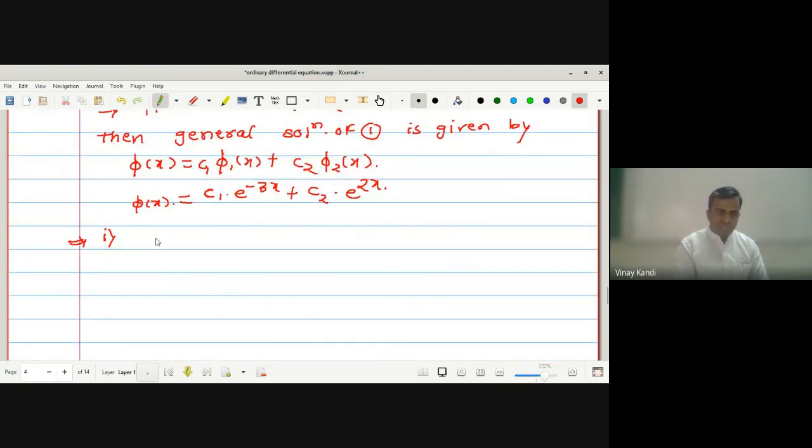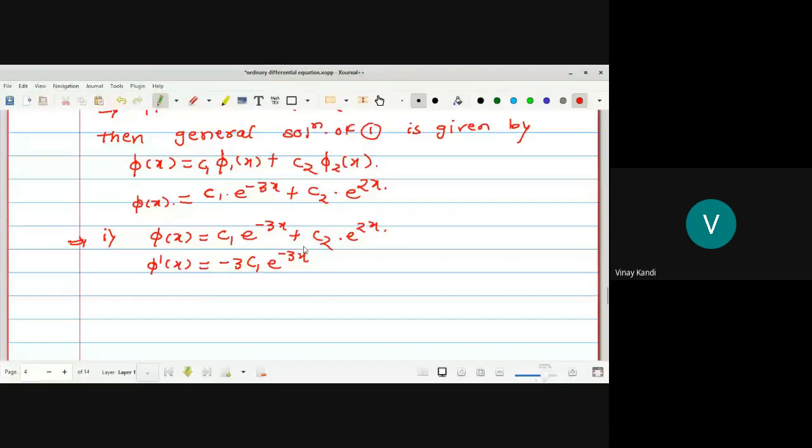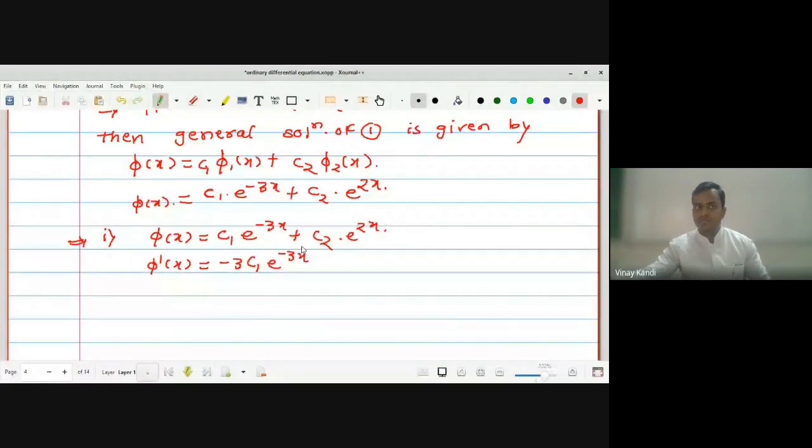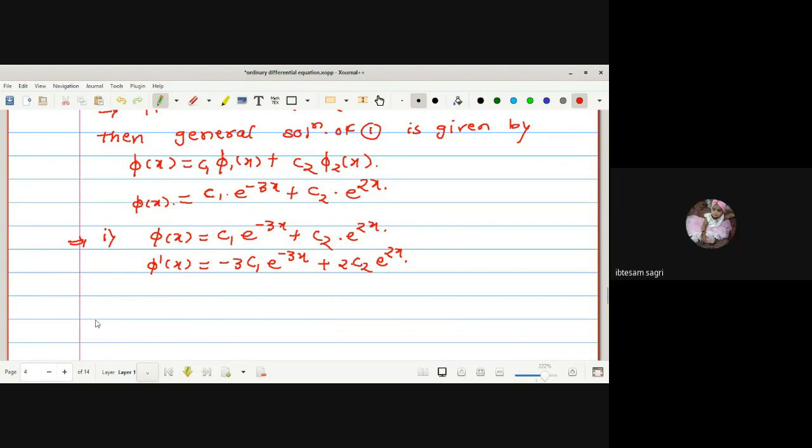Now here phi of x is equal to c1 e raised to minus 3x plus c2 e raised to 2x. Differentiating, phi dash of x is minus 3 into c1 e raised to minus 3x plus 2 into c2 e raised to 2x. Any doubt up to here? No, sir.